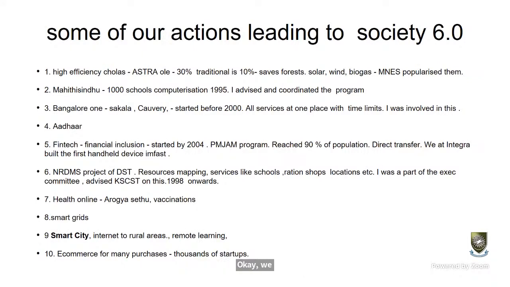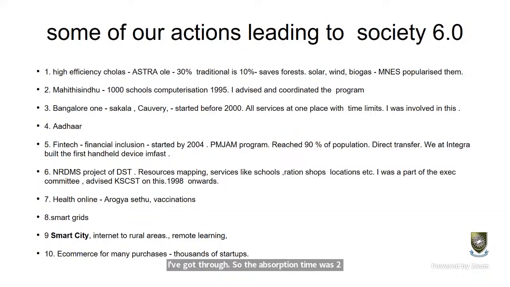Can I convert the 5% efficiency to 25% efficiency? That would reduce wood consumption and reduce deforestation. That is what we did as Astra Vale. And the government took it up and popularized it. Otherwise, it would have gone through. So the absorption time was 2 years.